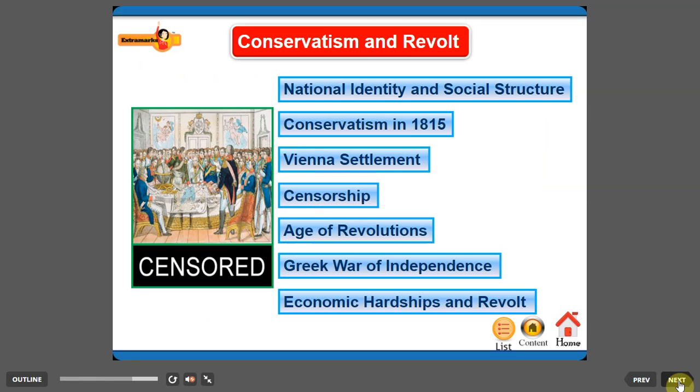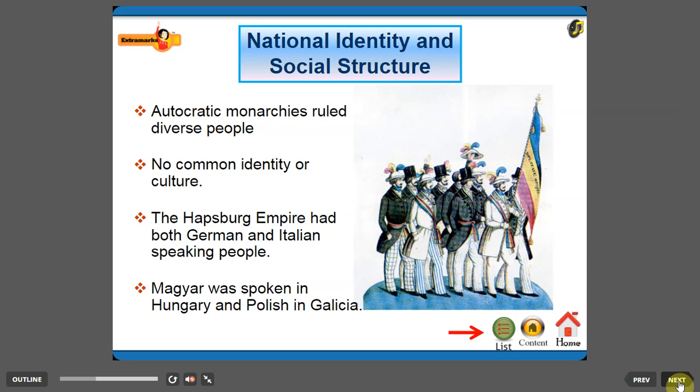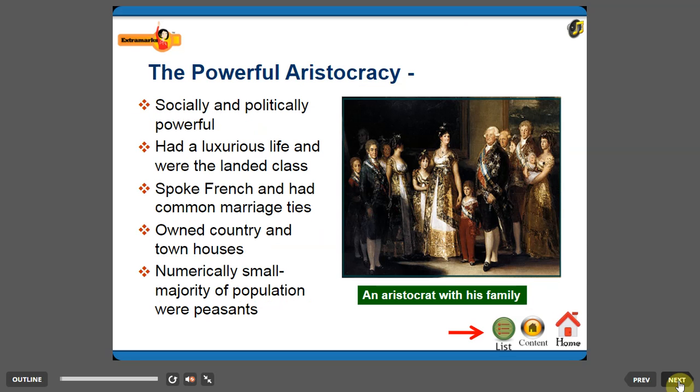Now, in this module, we will be seeing conservatism and the revolt. National identity and social culture. Autocratic monarchies rule diverse people, and during that time no common identity or culture used to be there. Like for example, the Habsburg Empire had both German and Italian speaking people. And not only that, you can say Hungary people spoke Magyar, while in Galicia Polish was spoken.